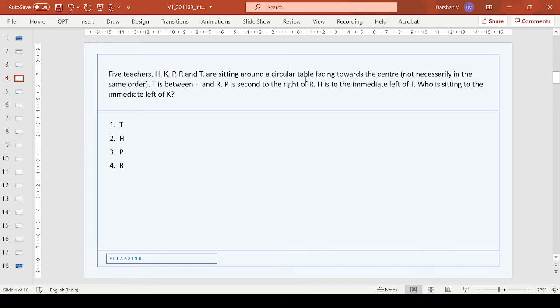So 5 teachers are sitting at a circular table. Since it's a circular question, it can be slightly complicated. So I'll leave this for the end, since I'm simulating a real-life situation. This is something which I'll attempt later on since it can get slightly confusing.